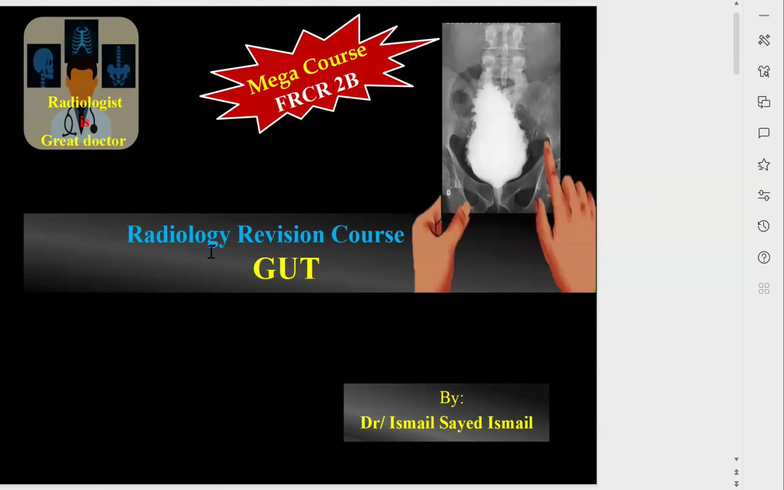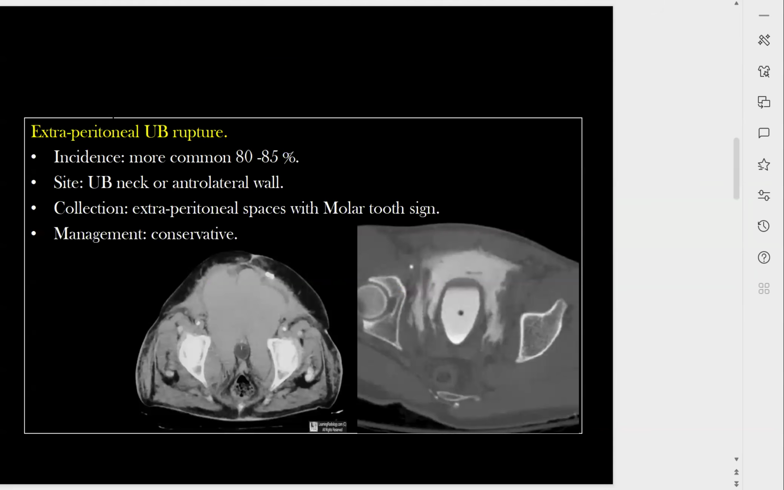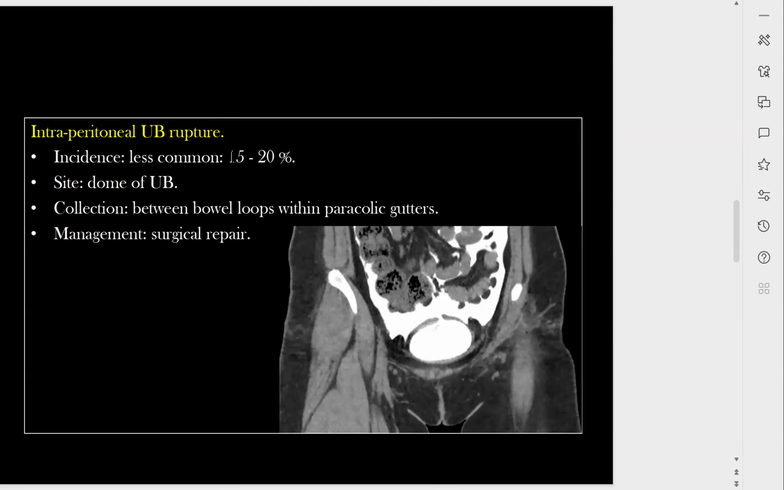Just to revise, we have two types of bladder rupture, intraperitoneal and extraperitoneal. Extraperitoneal by incidence is more common. The location is usually at the neck or anterolateral wall. Collection aggregates around the bladder within extraperitoneal spaces or perineum, giving the molar tooth sign. This is pre-contrast and post-contrast, hyperdense due to hematoma, and the management is conservative. Intraperitoneal is less common. The commonest site for rupture is the dome. You will see the collection between bowel loops and within paracolic gutters, and management is surgical repair.